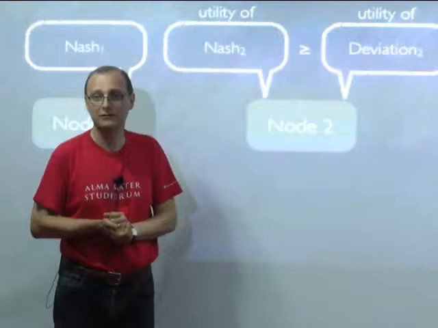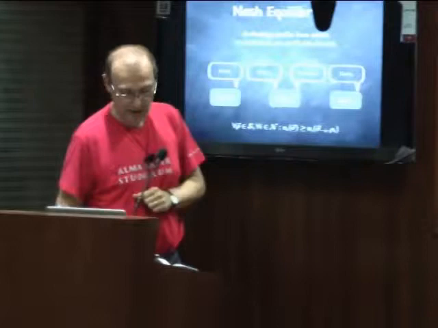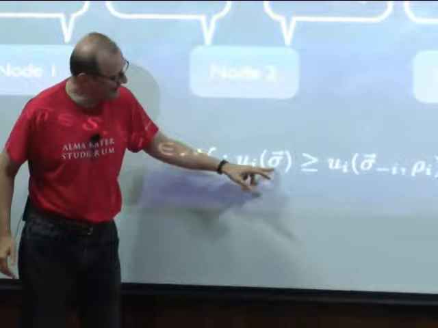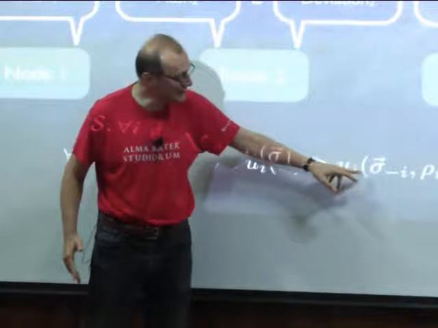If I want to use some Greek letters and some LaTeX, that's what I would do. The notation here says that the utility I have if everybody is using the same strategy profile is at least as much as the utility in which everybody but I is using the strategy they have chosen, and I happens to be using a different strategy.